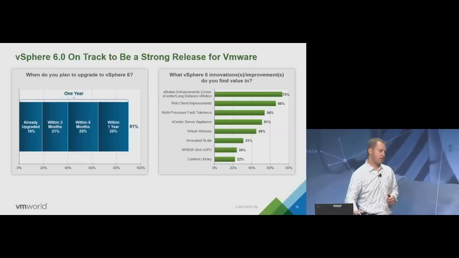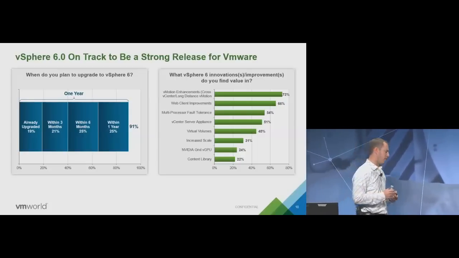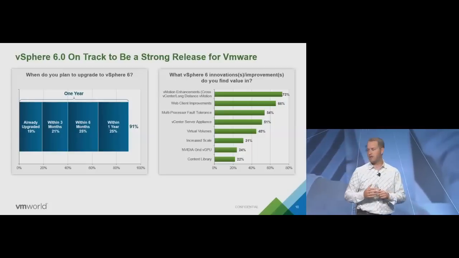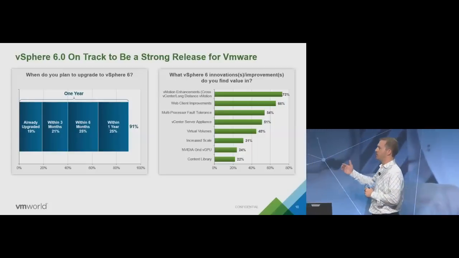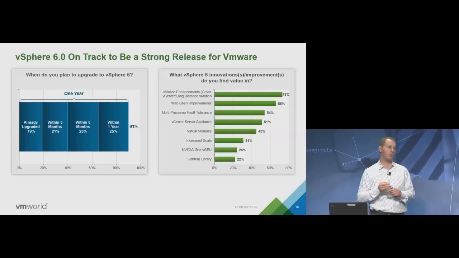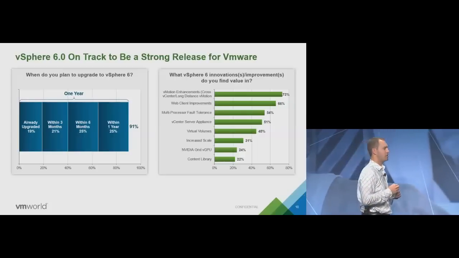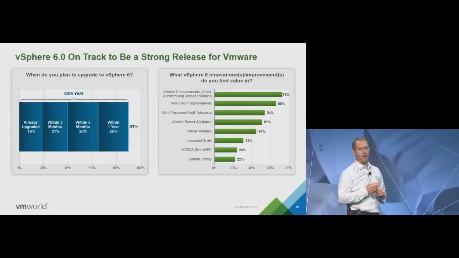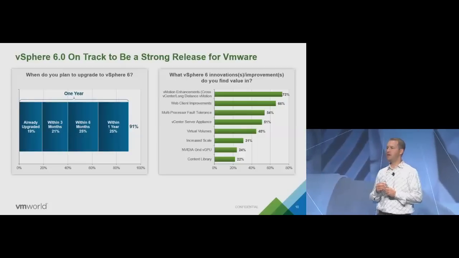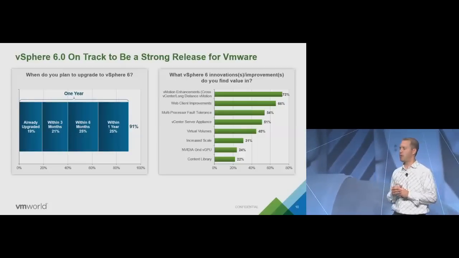And we had, I think it was, over 1,000 responses to this. And the key was that 91% said that within a year they would go ahead and deploy vSphere 6. So it looks like some good intention there. And then we also wanted to track a little bit around different features that we thought were important.